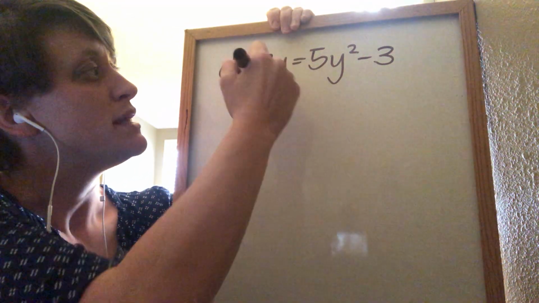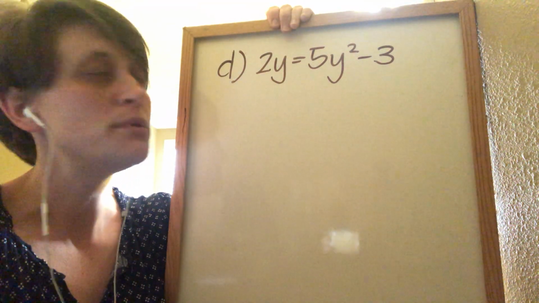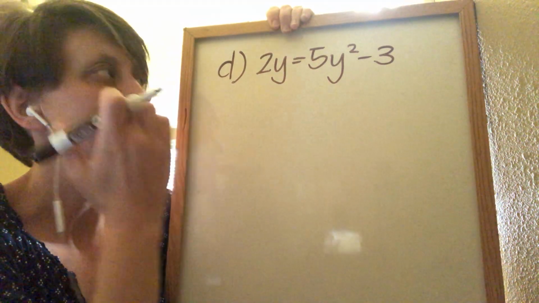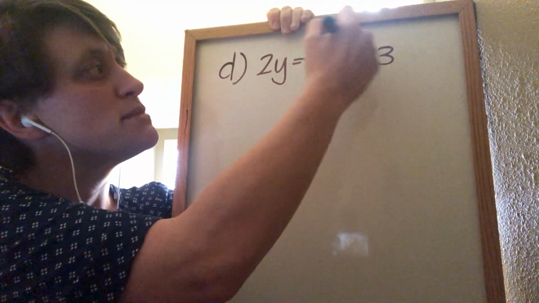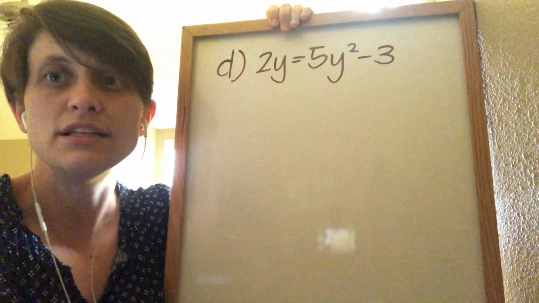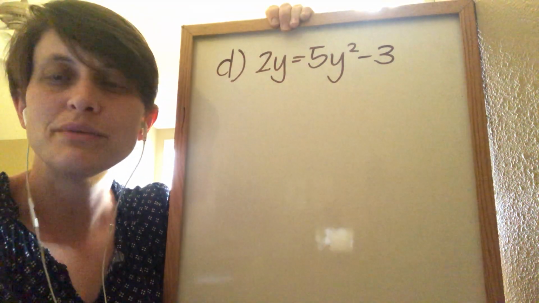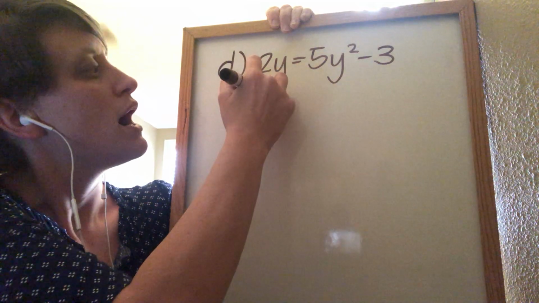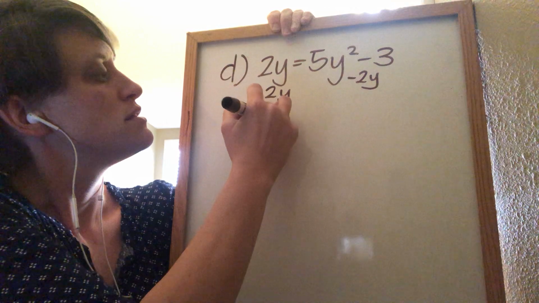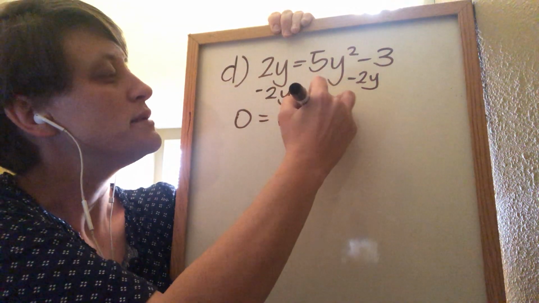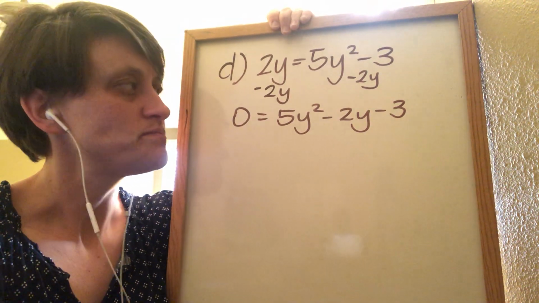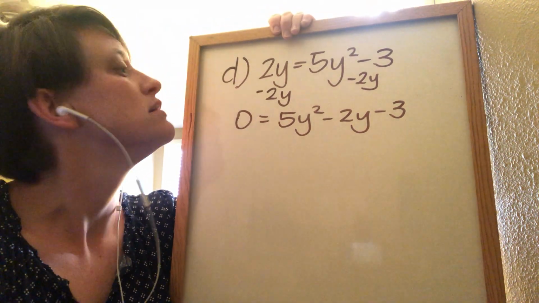It's less work for me to subtract this 2y on both sides. So that's what I'm going to end up doing and just make the left side 0. Either way, it works the same way. Now, if you wanted to subtract 5y squared on both sides and add 3 on both sides, that would be fine too. Might look a little weird to factor, but it would work out just fine. So I'm going to decide to subtract this 2y on both sides so that my left side is 0. And like we talked about in the last video, I'm going to put the 2y in the middle just because that's how we're used to seeing it.